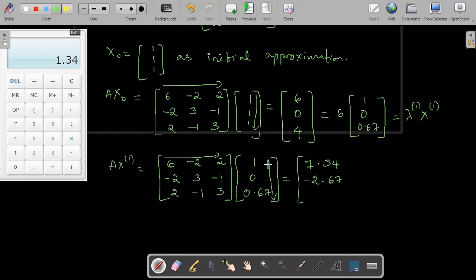Then 2, 0 and 0.67 into 3. Here 2 plus minus 1 into 0 is 0, plus 3 into 0.67 is 2.01. Altogether it gives you 4.01.